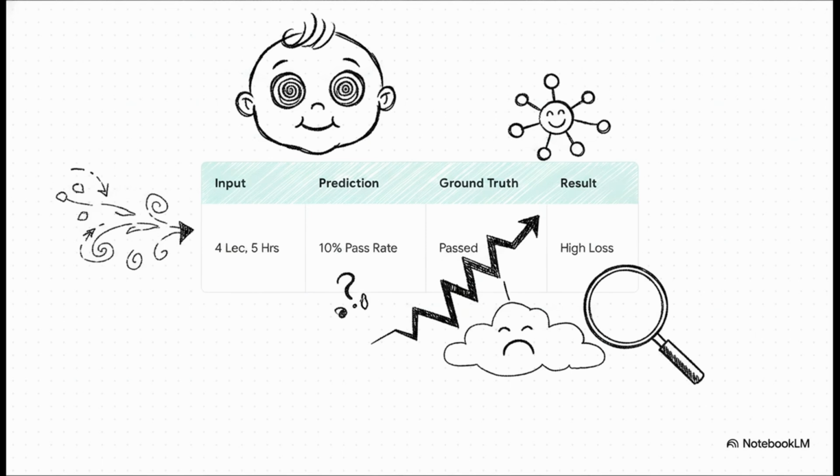But looking at the historical ground truth data, it shows that students with those exact numbers actually pass 100% of the time. So why was the network so horribly wrong? Because right now, a randomly initialized network is essentially a brand new baby making wild, random guesses. The difference between the model's terrible prediction and the ground truth reality is called the loss. Loss is simply the mathematical measurement of how wrong the network's guesses are. And our main goal is to minimize that loss.